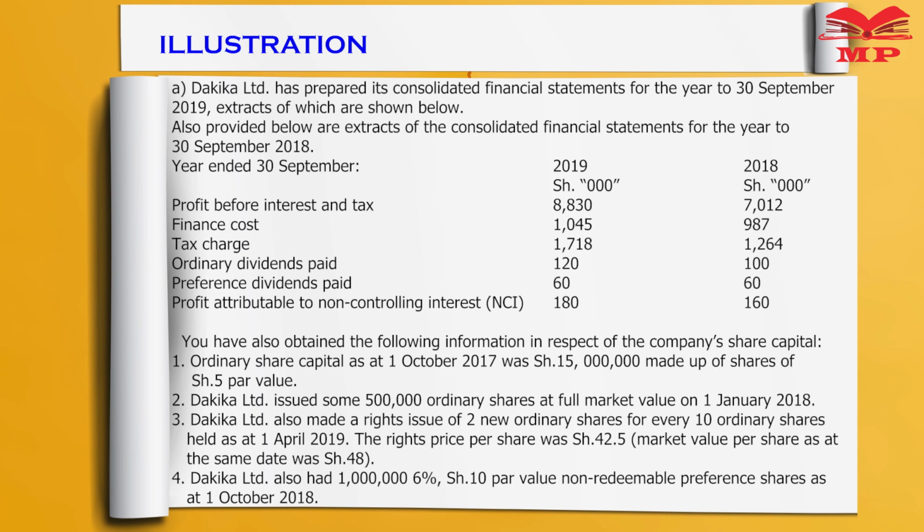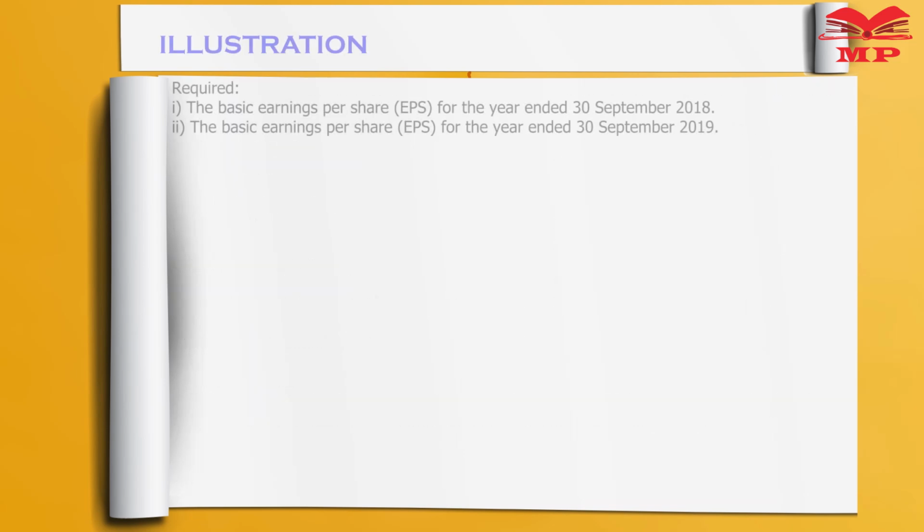And number three, we are told Dakika Limited also made a rights issue of 2 new ordinary shares for every 10 ordinary shares held as at 1st April 2019. The rights issue price per share was shillings 42.5. Market value per share as at the same date was shillings 48. Number four, we are told Dakika Limited also had 1 million 6% shillings 10 par value non-redeemable shares as at 1st of October 2018.